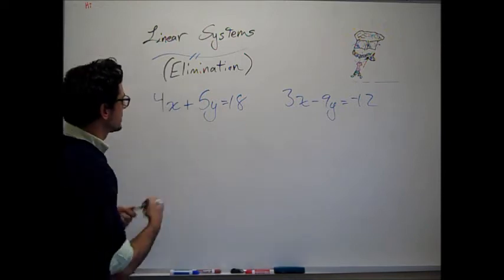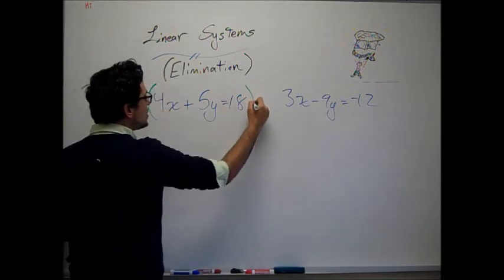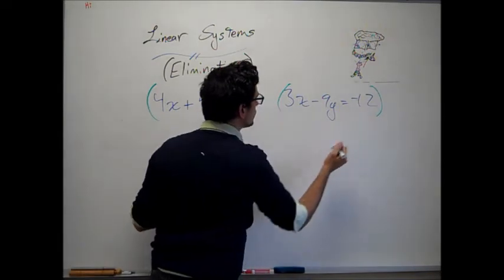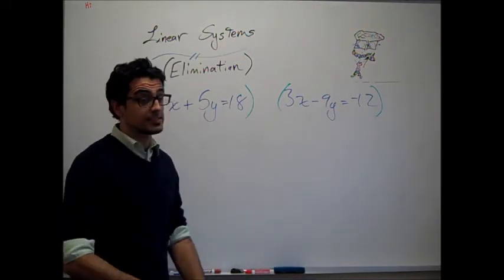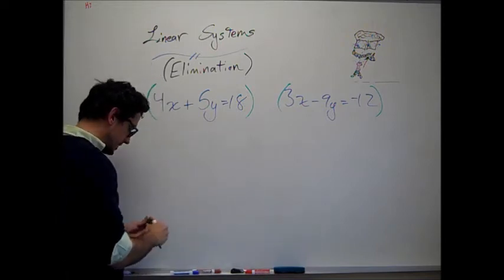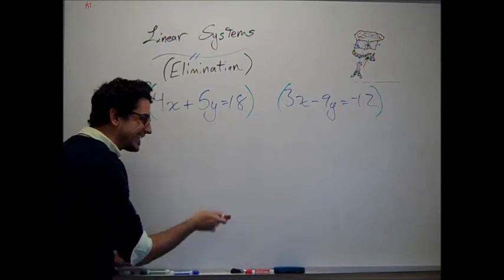I'm going to go with the x's. And so check this out. I know that a common multiple of both 3 and 4 is 12. So I'm going to go for 12x. That's what I'm going to multiply by. I'm going to multiply to get 12x.